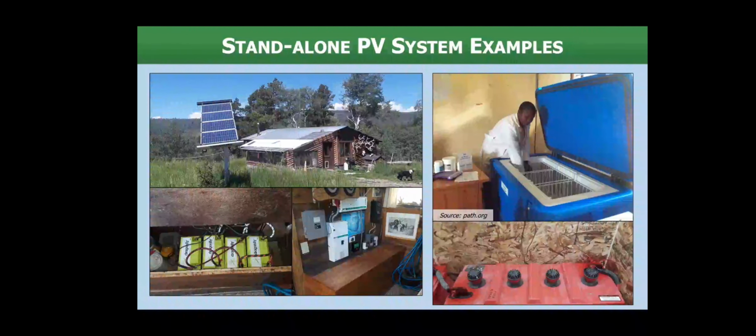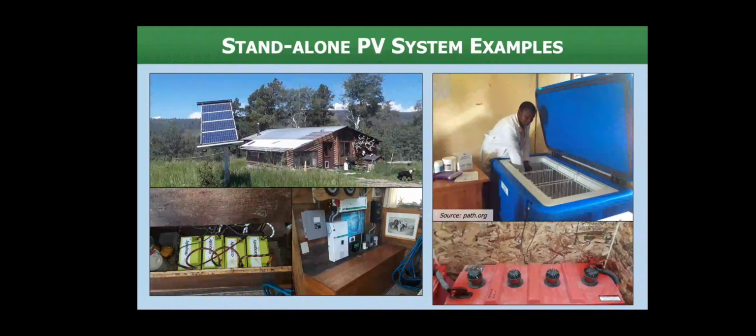Because standalone systems can be designed to operate with or without an inverter, they can be very simple or very complex and can be used in a variety of applications. We can see a few examples on this slide. Up on the left, a remote cabin may have a battery bank and a charge controller with AC and DC loads and an additional backup generator.